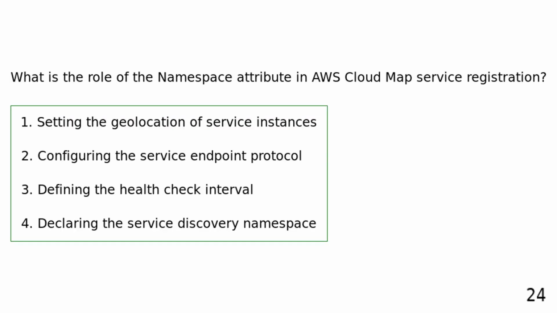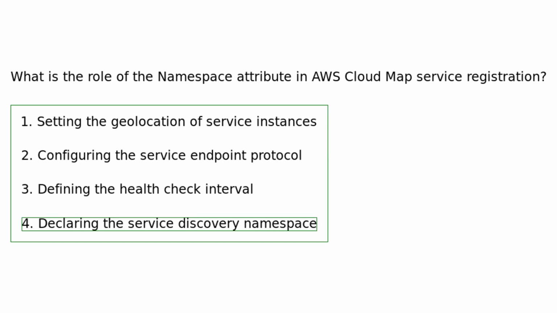What is the role of the namespace attribute in AWS Cloud Map service registration? Setting the geolocation of service instances. Configuring the service endpoint protocol. Defining the health check interval. Declaring the service discovery namespace. The namespace attribute in AWS Cloud Map service registration is used for declaring the service discovery namespace, organizing service endpoints under a specific namespace for streamlined management and identification.